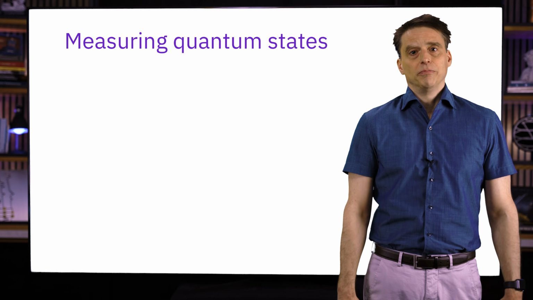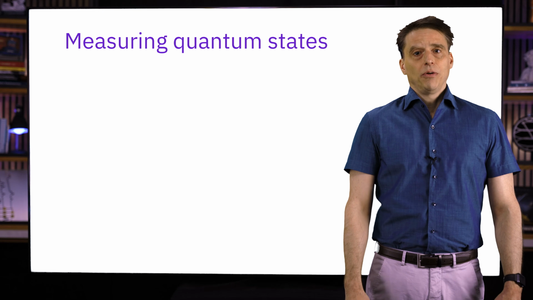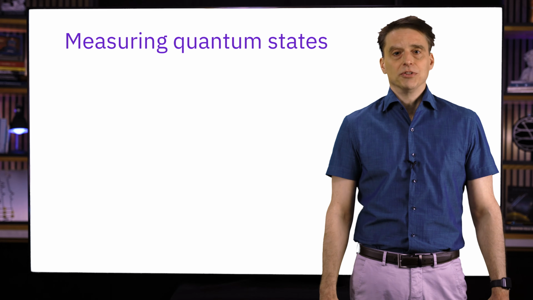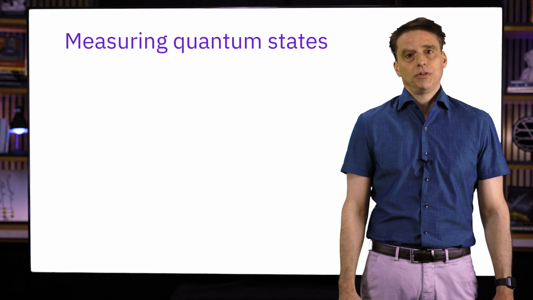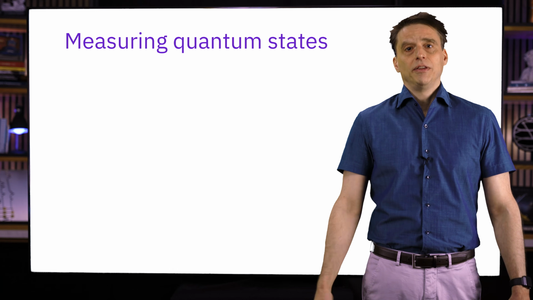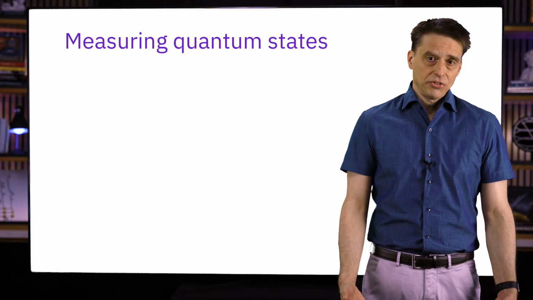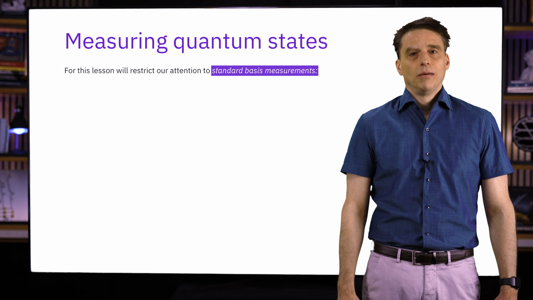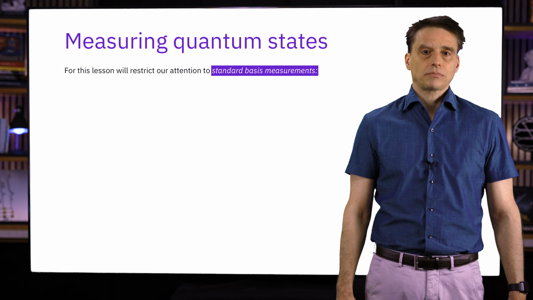There are different notions of measurements. The difference is one of generality, really, and we're going to start with the simplest and most basic one, which is typically called a standard basis measurement. We will generalize this in subsequent lessons. We'll talk about so-called projective measurements in lesson 3, and then later on in the third unit of the series, we'll talk about general measurements, which are also called positive operator valued measures, or POVMs for short. But for now, we'll restrict our attention to standard basis measurements.